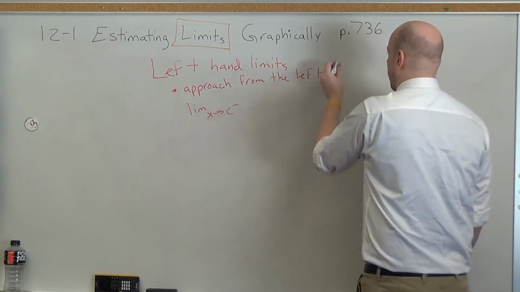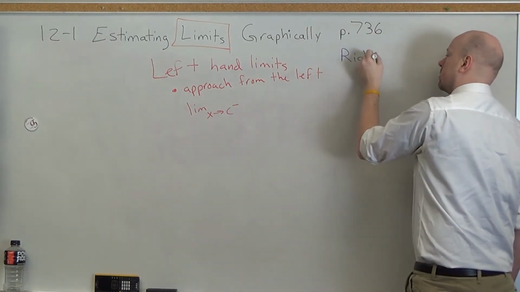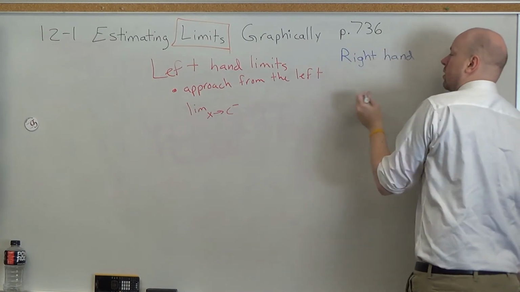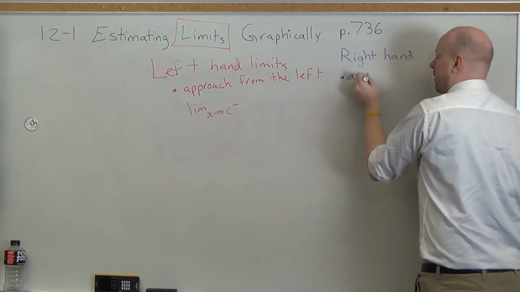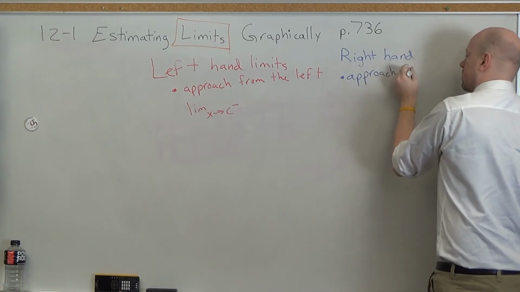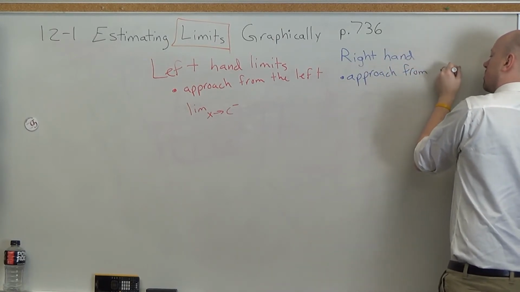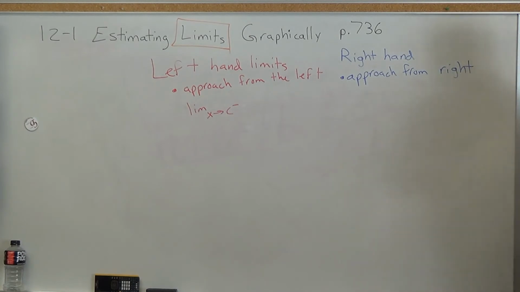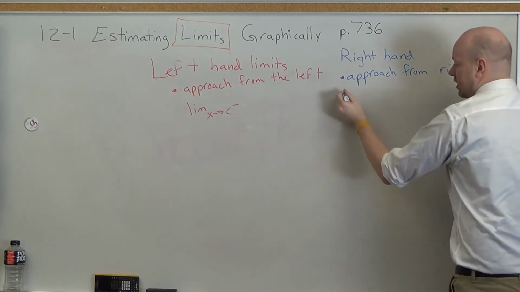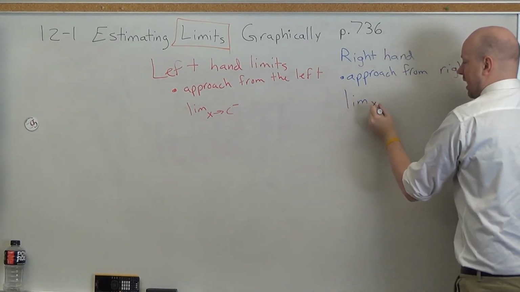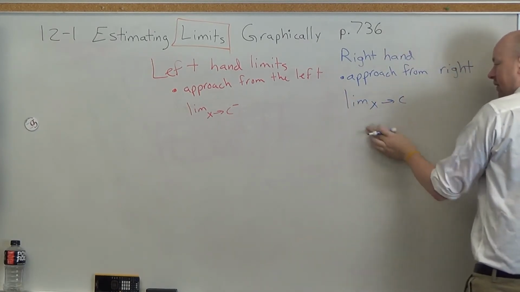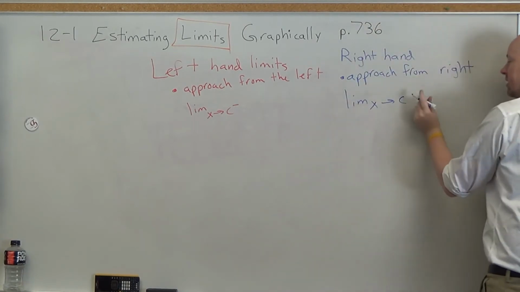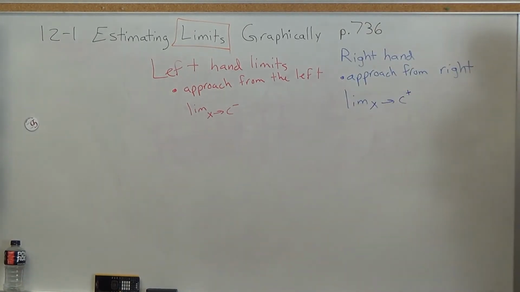If we're doing a right-hand limit, we are naturally approaching from the right. Okay. And again, my nomenclature, how to express that, the limit as x approaches c from the right, well, if left was a negative sign up top, the right is a positive sign. Okay.